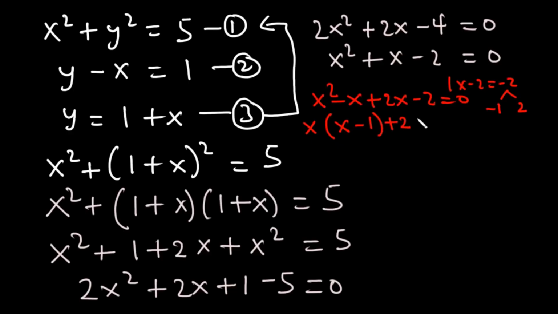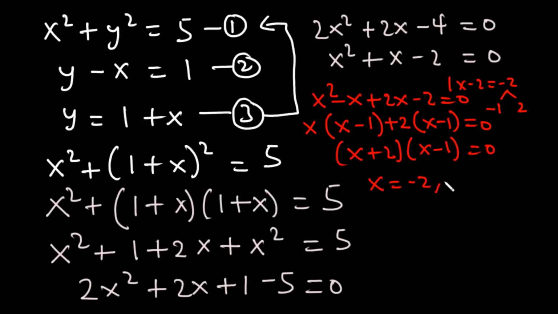So we have 2 into bracket x minus 1 is equal to 0. So that we have x plus 2 and then x minus 1 is equal to 0. So x is equal to negative 2 and then x is equal to 1. Now let's substitute this set of values into equation 3.